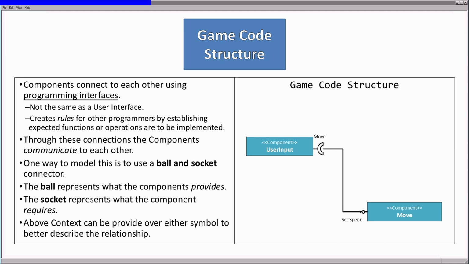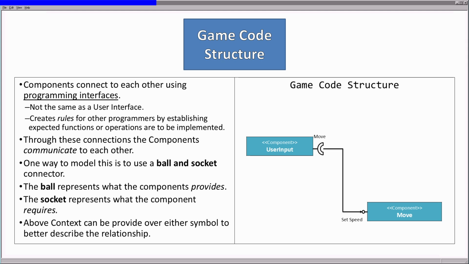One way to model this is by using a ball and socket connector. The ball represents what the component provides, information or functional wise. The socket represents what the component requires, again, information or functionality. Context can be provided above the symbol to better describe the relationship. This helps us better understand what is needed and what is provided.